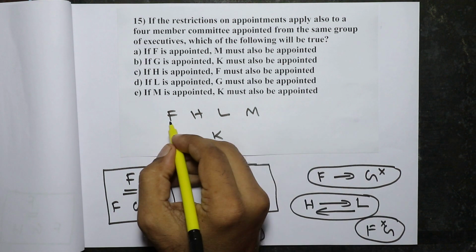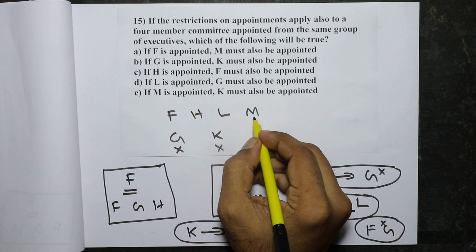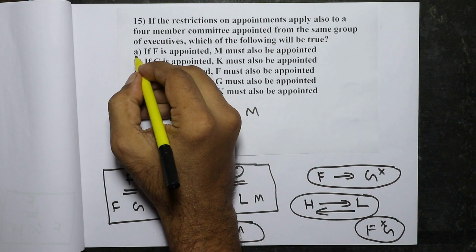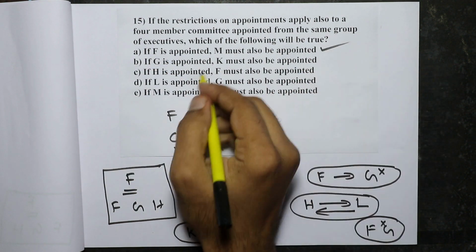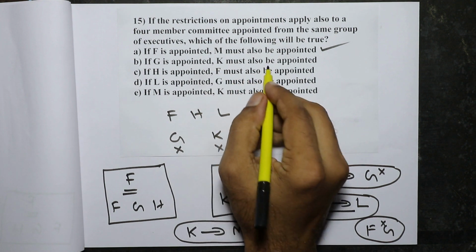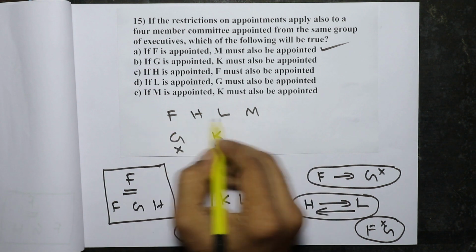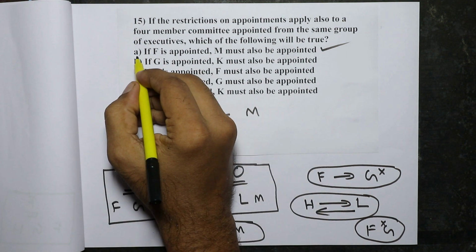So basically if F is selected, then compulsorily M should be selected. That must be true. Hence option A must be true. Other options may or may not be true. What must be true is if F is selected, M must also be selected. That must be true. Hence option A is the right answer.